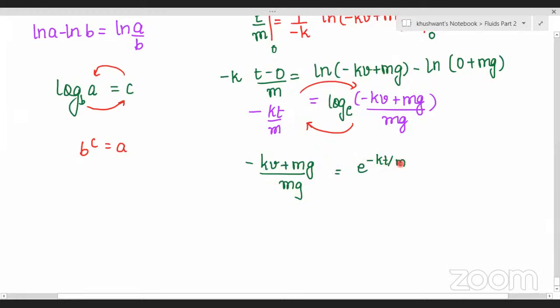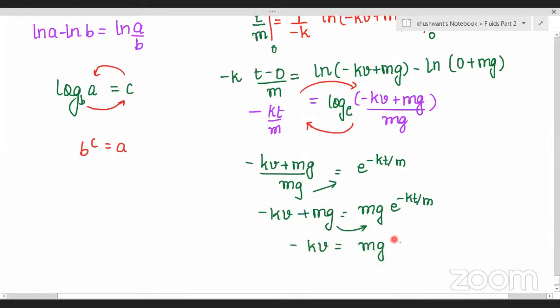Okay. Can we make v the subject here? Let us try to do that. What will we do for that? Yes Anshul, over to you. Take mg in multiplication in the RHS. Good. So we'll write minus kv plus mg is equal to mg times e power minus kt by m. Now from here mg will go to the other side, right? Yes, sir. Let's do that. So we get minus kv is equal to mg e to the power minus kt by m minus mg.